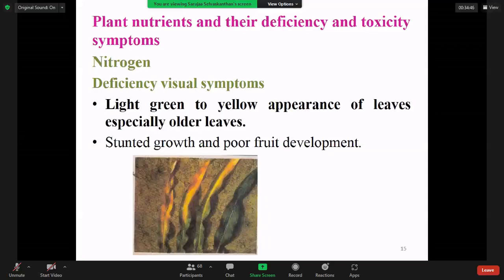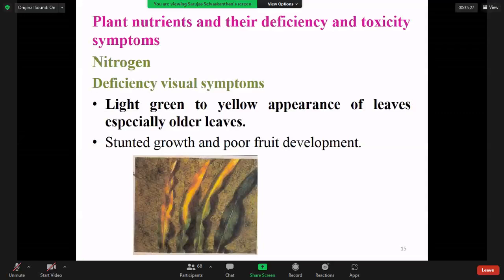First thing you can notice in your plants, if they undergo nitrogen deficiency, is definitely a light green to yellow appearance of leaves, especially in the older leaves. Especially in the older leaves, you can see this yellowing, the green to yellow color change. Why is it in the older leaves? First point, light green to yellow appearance will be observed, especially in the older leaves.